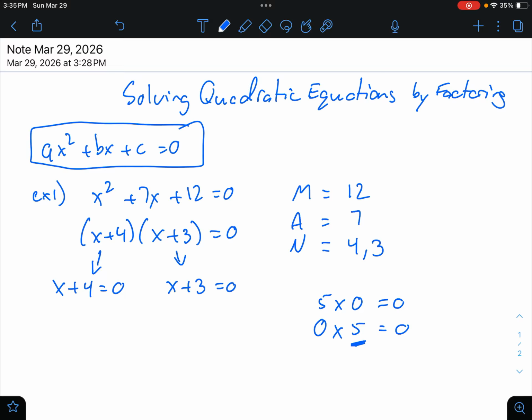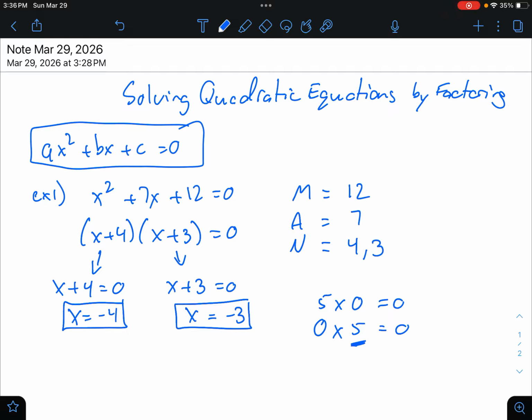And what you have now is you have two sort of mini equations you need to solve. So the one on the left, we have x plus 4 equals 0. We bring the 4 to the right side. It becomes negative when we do that. So we get x is negative 4. There's one answer. And on the right one, we have x plus 3 equals 0. The 3 comes to the right and it becomes negative, in which case you get x equals negative 3. And that's the solution to this equation.